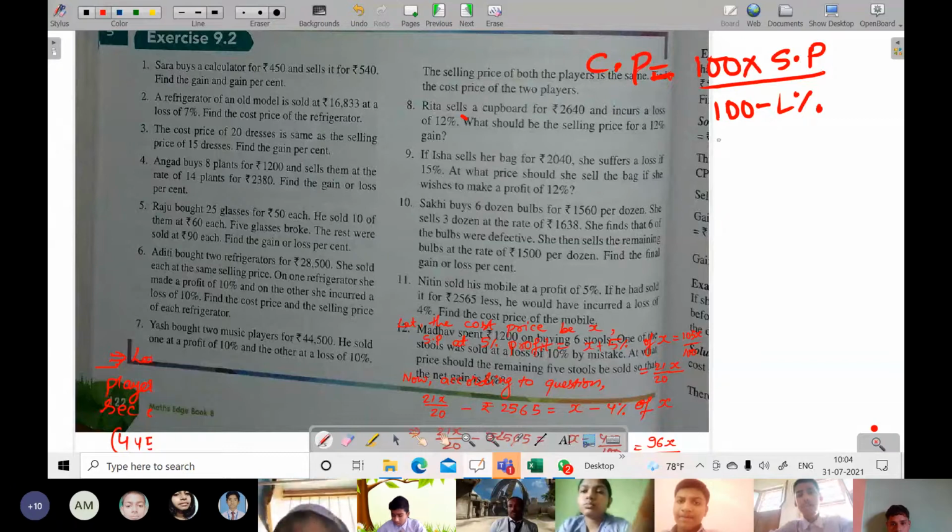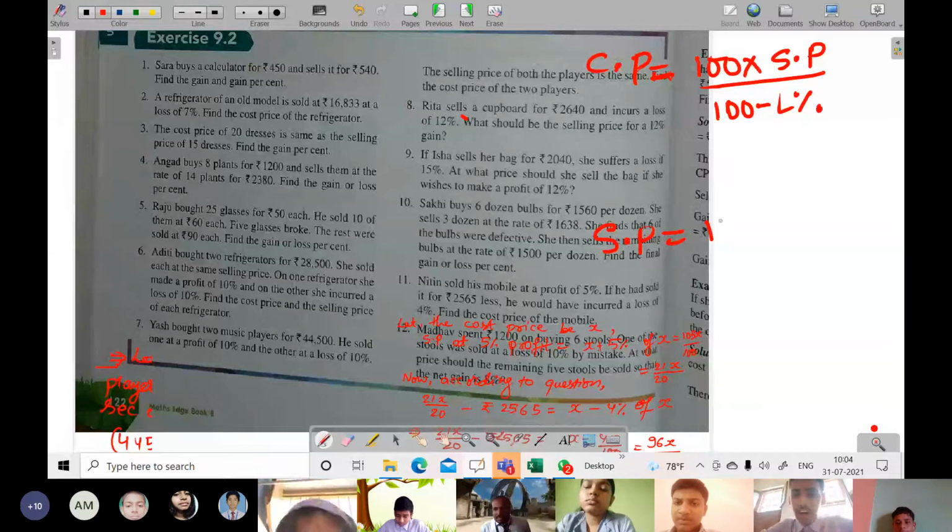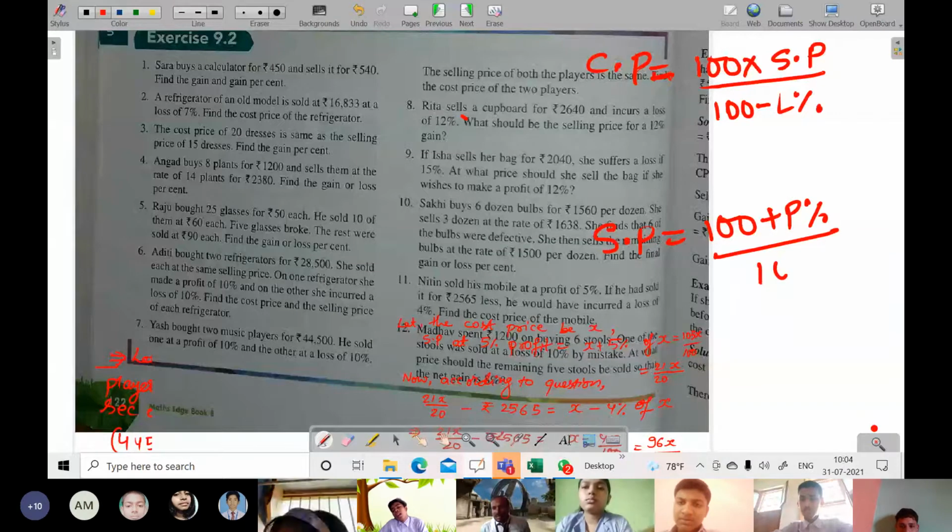So 100 by simply 100 minus loss percent, now you keep the value and you will get the CP. Then after this, again there is a formula for finding the second one. For the second one, the formula is SP is equal to 100 plus profit percent by 100 into CP.